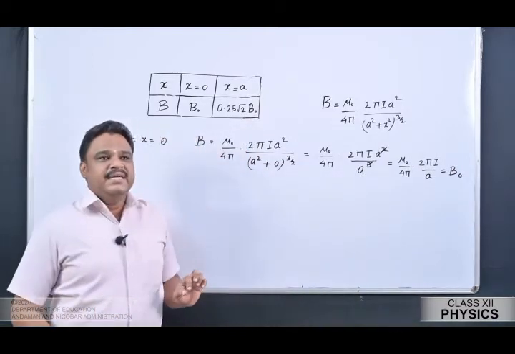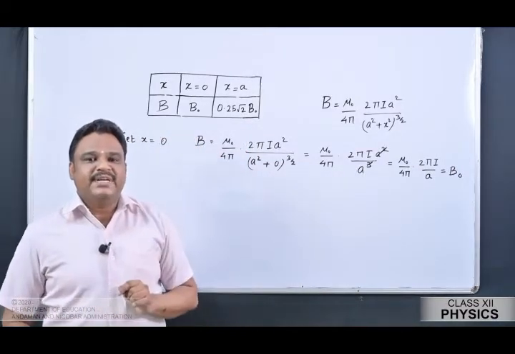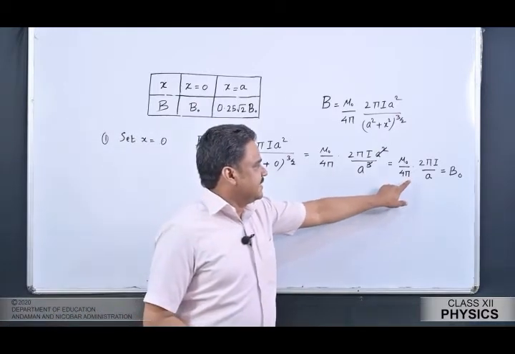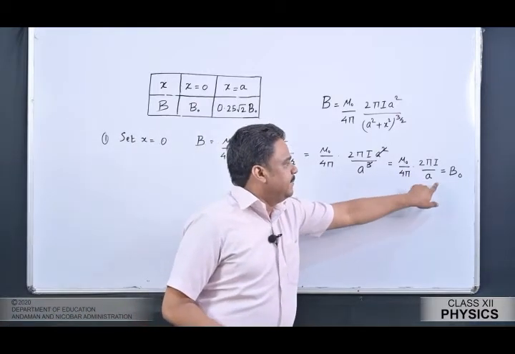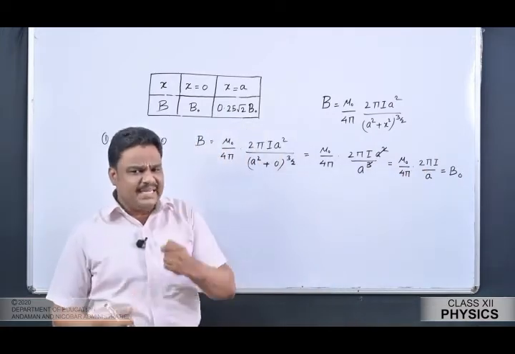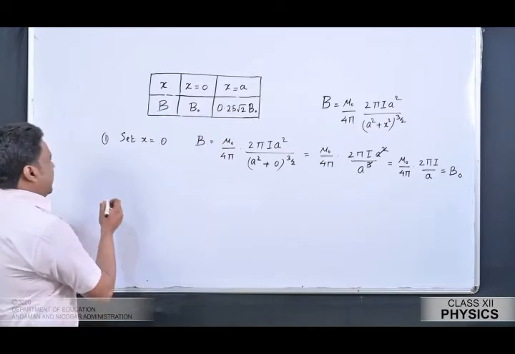I'm going to assume this is the value at the center of a current carrying circular loop, and you are very clear what the formula for the center case is: mu naught by 4 pi, 2 pi I by A, and I'm going to take this value as B naught. Now let us check the second set of values. So what is the second set?